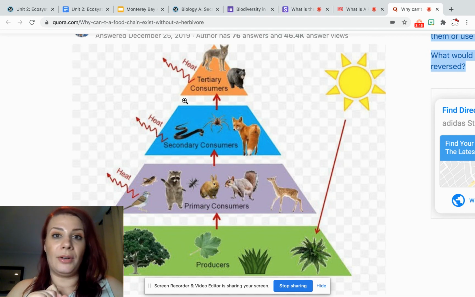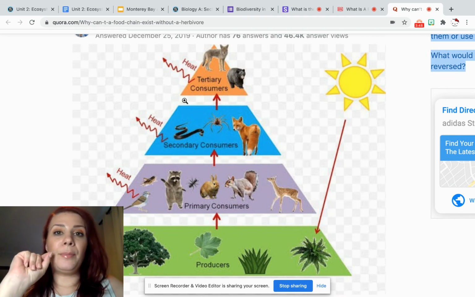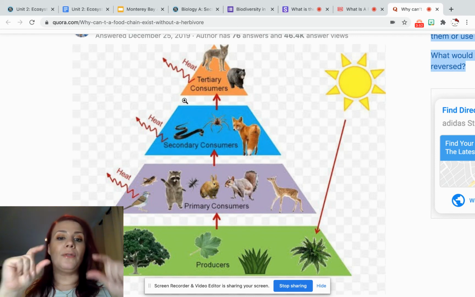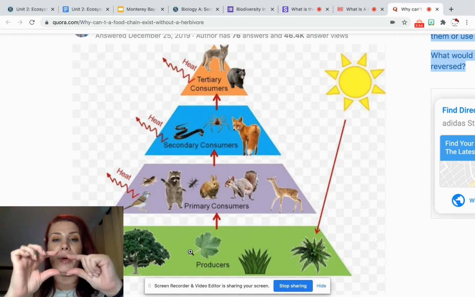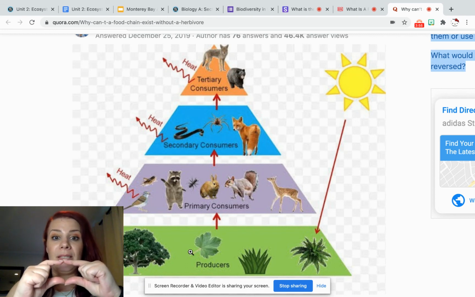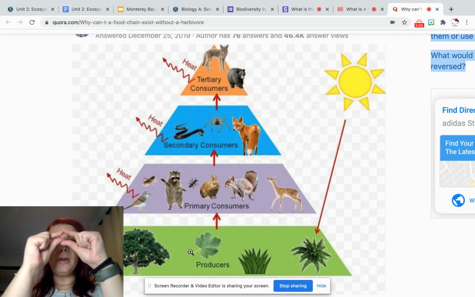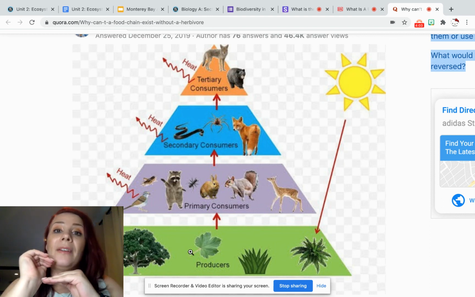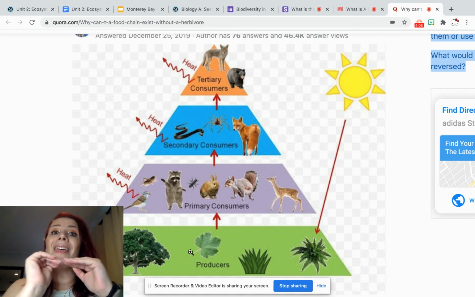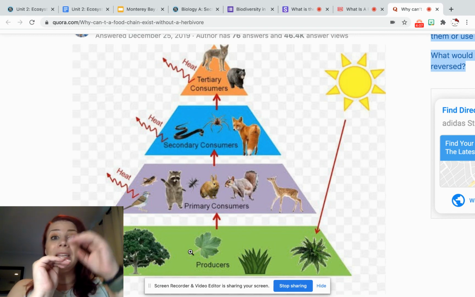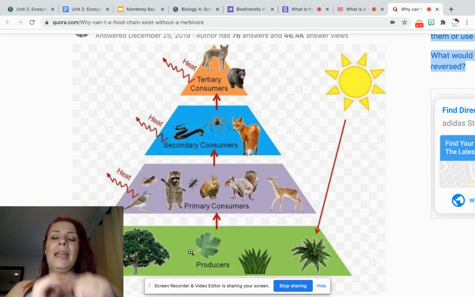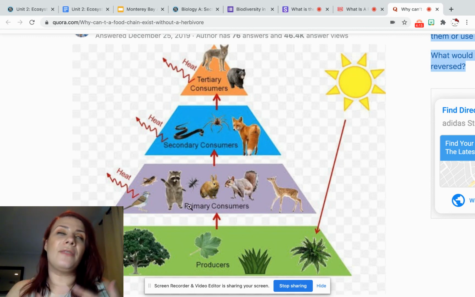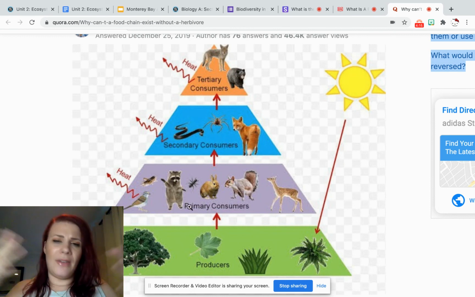the energy gets transferred. Only 10% of the energy gets transferred, okay? So if you start at the producer level, the bottom level with 100%, let's say, the primary consumer, the next level right above that, will only have 10%. And then the secondary consumers are only going to have 10% of that 10%, so they're only going to have 1%, right?